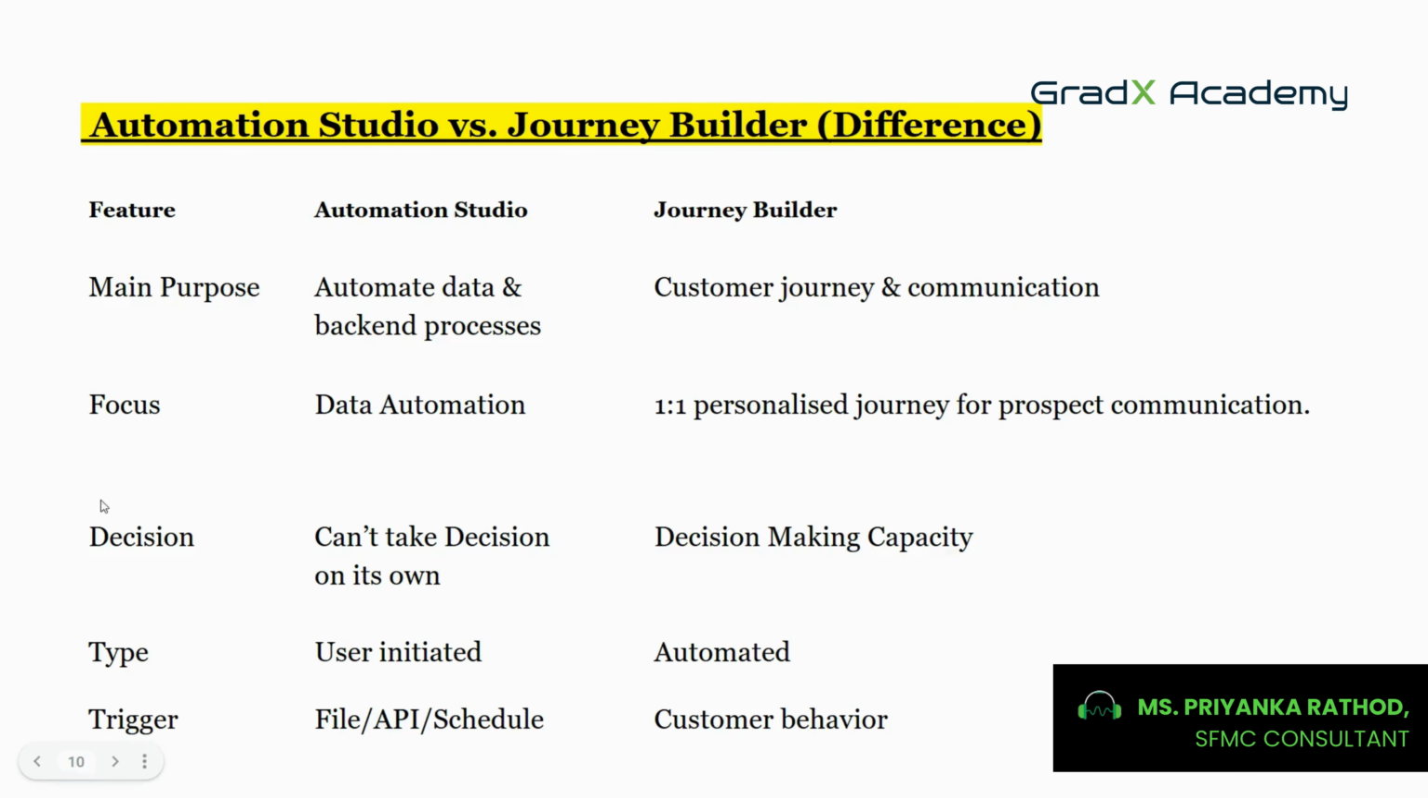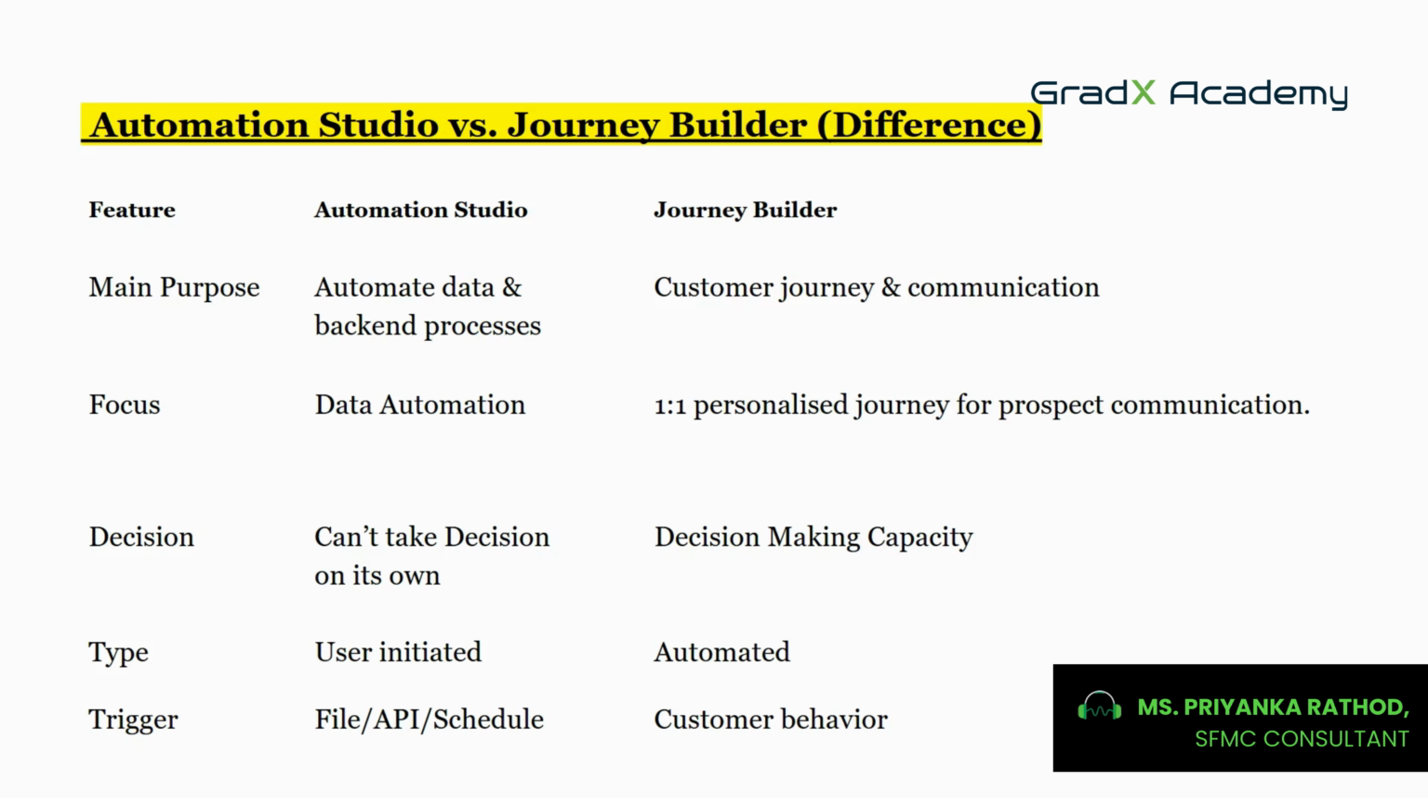The main focus of Automation Studio is data automation, and Journey Builder's focus is a one-to-one personalized journey for prospect communication. Do we have decision making capability in Automation Studio? No, Automation Studio cannot take decisions on its own, but Journey Builder can. As for the type, you have seen that Automation Studio is user initiated, and Journey Builder is automated: trigger, file drop, API, schedule, and here customer behavior. Based on customer behavior, we do activities.